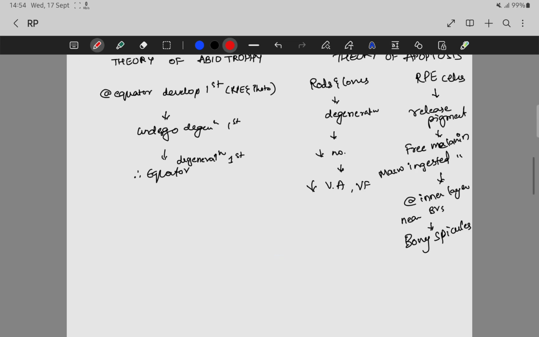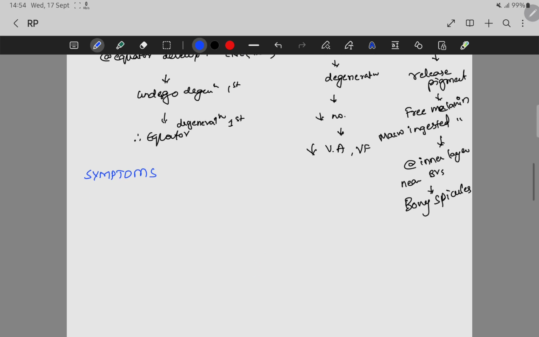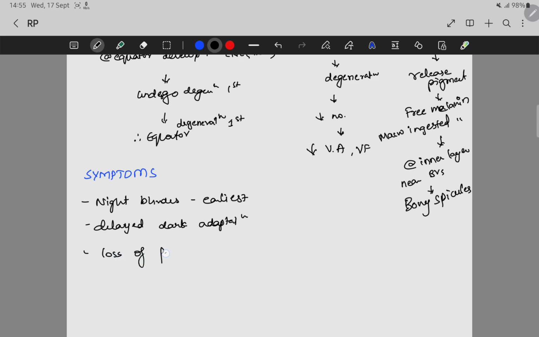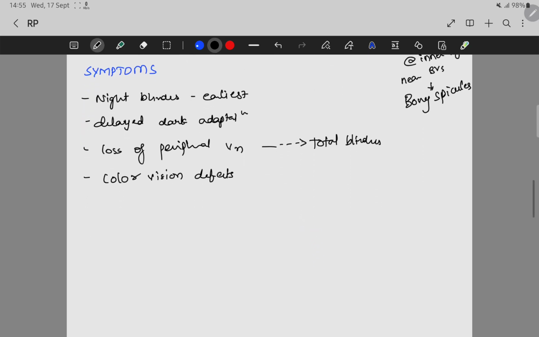Here, coming to the symptoms. Symptoms include night blindness, which is the earliest feature, and there is delayed dark adaptation, and loss of peripheral vision, and slowly it will lead to complete blindness. There can be color vision defects.